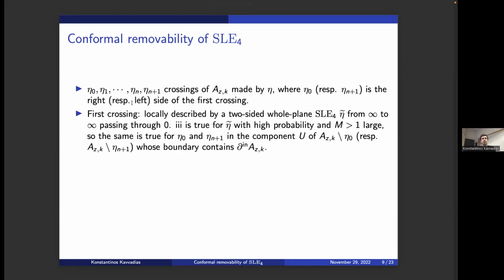So here we treat the first crossing first. This is locally described by a two-sided whole plane SLE4 from infinity to infinity, which passes through 0.